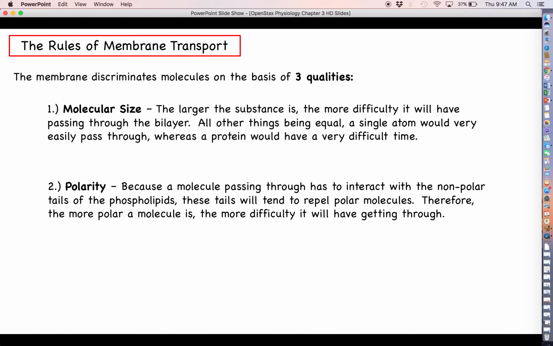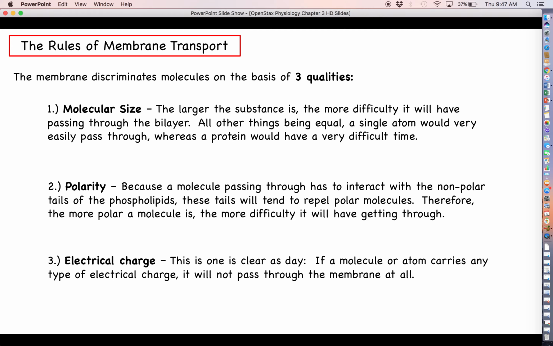Same thing with polarity. There are scales to polarity. It's possible to be totally nonpolar or totally polar, but there are in-betweens. So a partially polar molecule might have a little bit of difficulty getting through, but it might eventually get through.